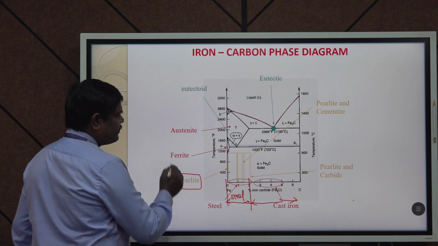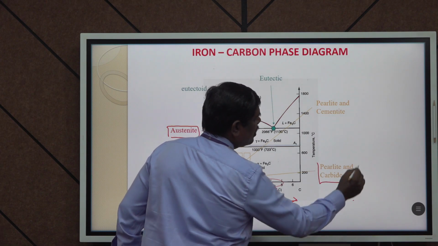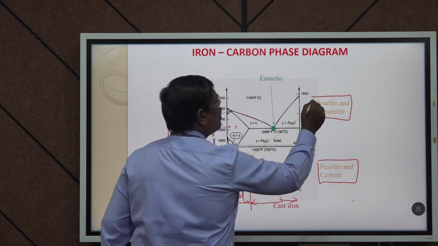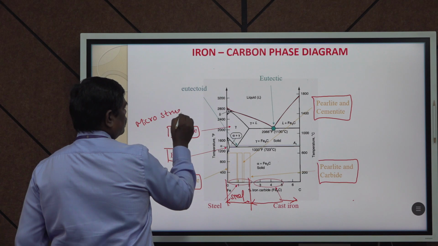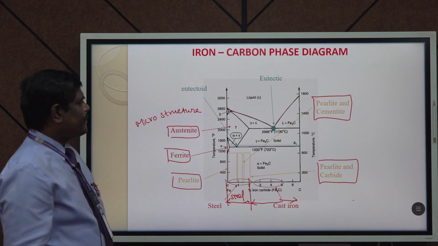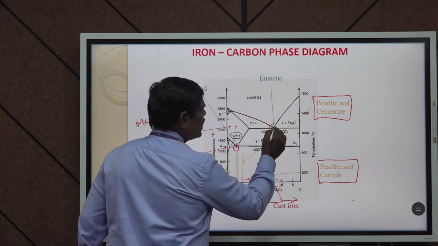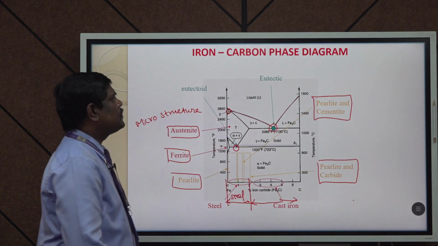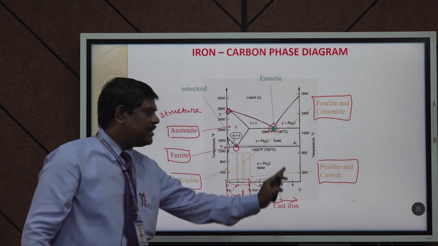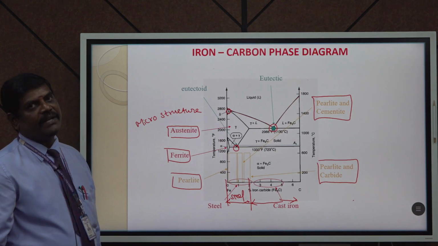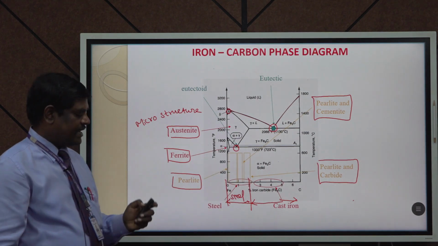The first ones we call pearlite, ferrite, austenite. Similarly, here pearlite and carbide, pearlite and cementite, all these we call microstructures. And here you have 3 points, 1, 2 and 3. These are the eutectic, eutectoid and peritectic reactions that happen in the iron and iron carbon equilibrium diagram. These are the 3 reactions we are going to see in the next slide.